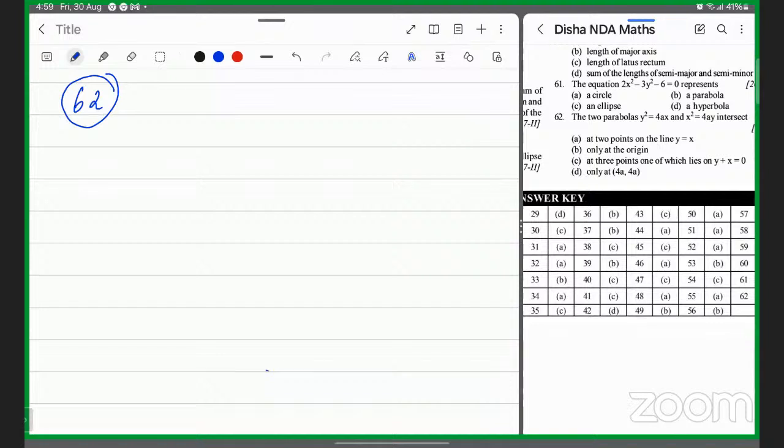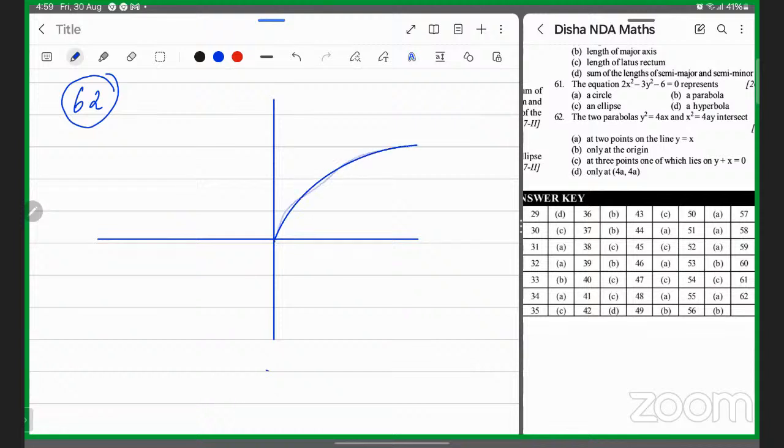The two parabolas y square equal to 4x and x square equal to 4y intersect. That's so simple. Two points on y equal to x. Very good.